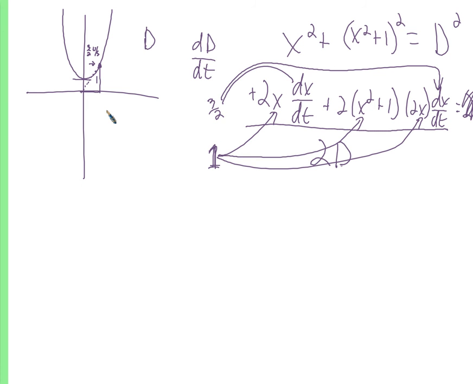Because this point is 1, 2. 1 squared plus 2 squared equals d squared. 1 plus 4 equals d squared. So d equals the square root of 5. Square root of 5.